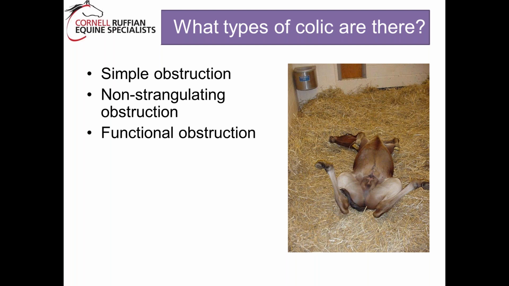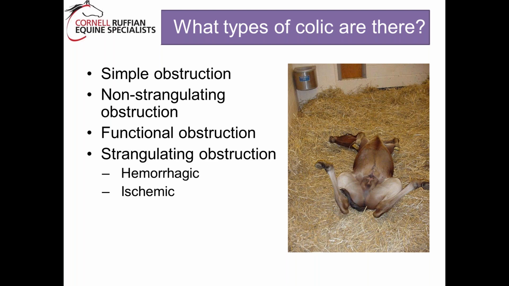Then you have what's called a functional obstruction, and that is where everything's in the right place, but it's just not moving properly. And that's your classic enteritis case. So I've heard proximal enteritis, or the more correct term is duodenitis, proximal jejunitis, and that is an inflammatory cause of colic. Then you have the strangulating obstructions, and these are the ones where you do need to think seriously about getting that horse to a referral center. They come in two varieties. It's basically a gradation of how tight the twist has gone. They start off hemorrhagic and they end up losing the blood supply and it becomes ischemic.